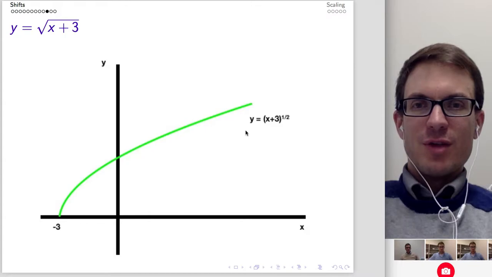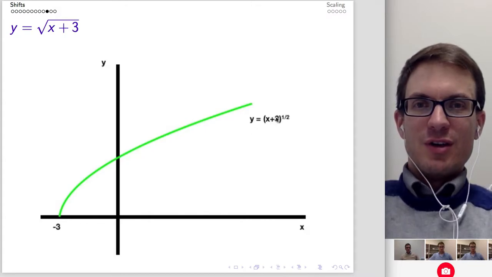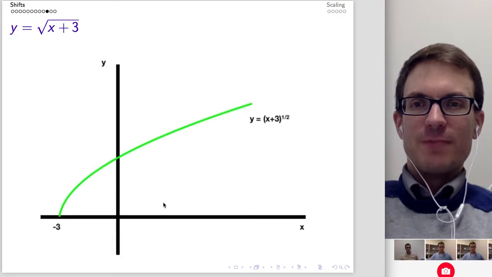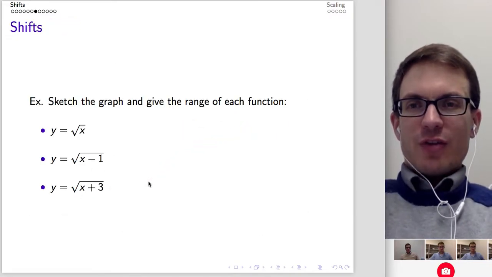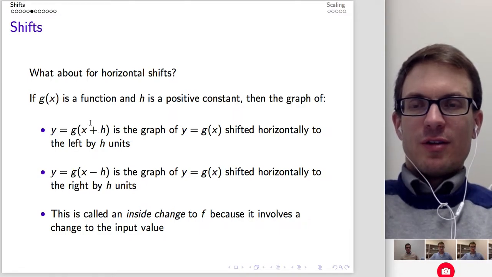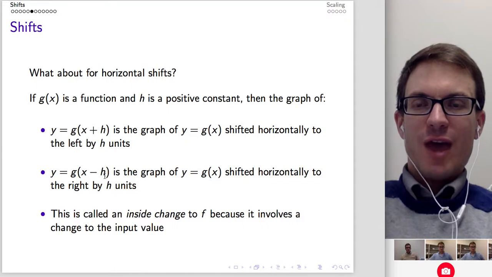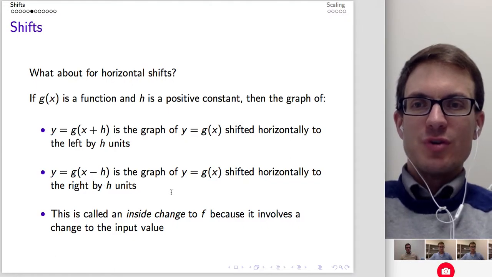So negative 3 plus 3 is 0. Square root of 0 is 0. That's why my horizontal intercept is back here, right? So I don't have to work as hard to get as far up vertically. So that's why it's the case that when we add to an input, this shifts us horizontally to the left. When we subtract from our inputs, this shifts us horizontally to the right.